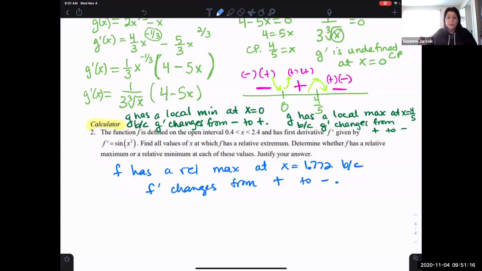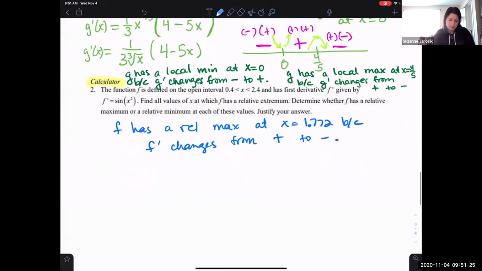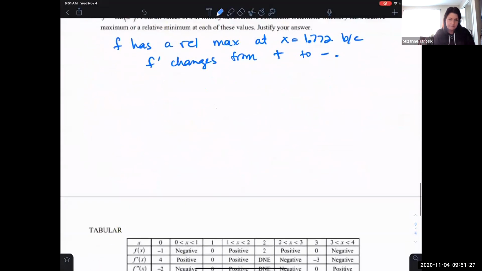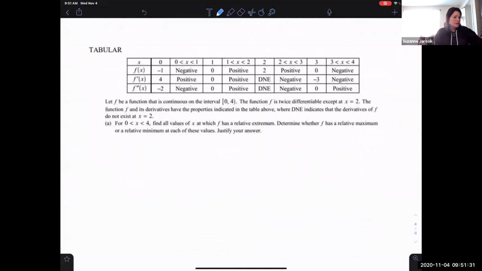All right, and we're back. I just wrote down what I had written down on my hard copy paper, that F has a relative max at 1.772, since F prime changes from positive to negative. All right, the next type of problem we are going to go over is a table problem.